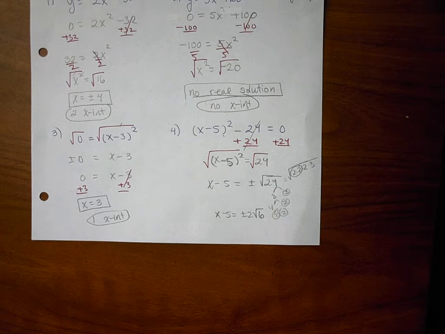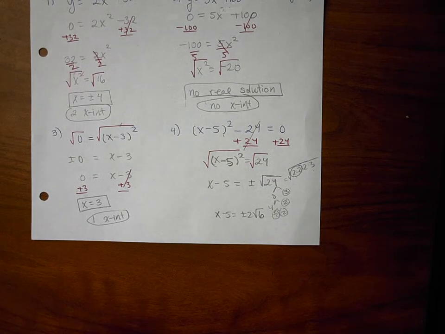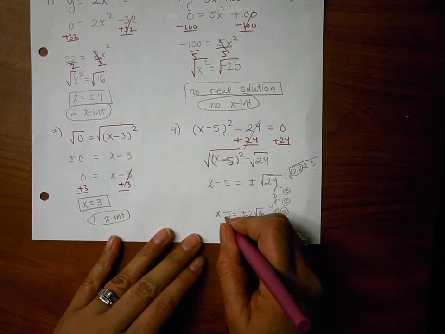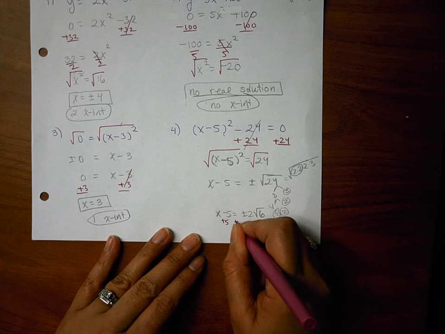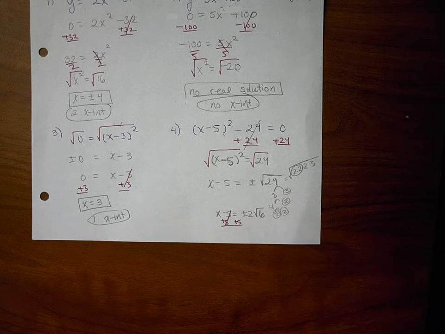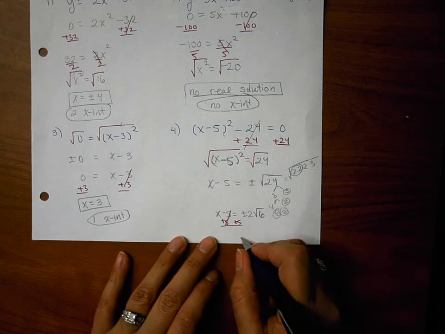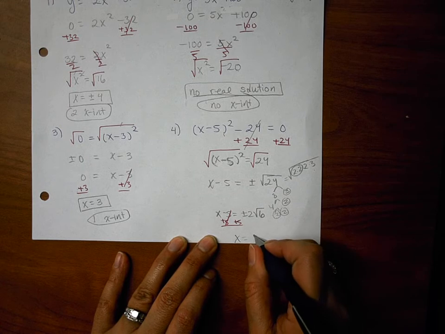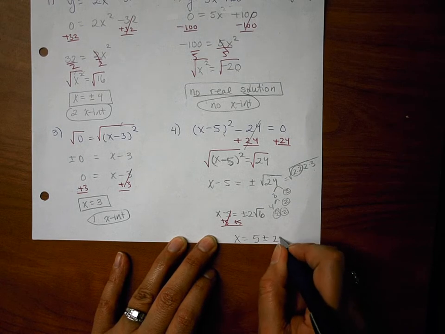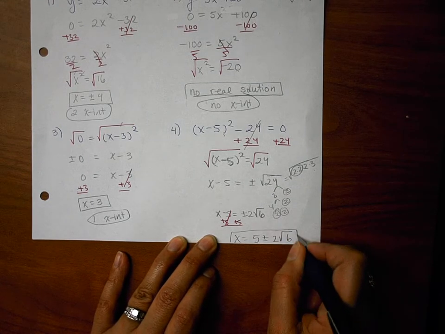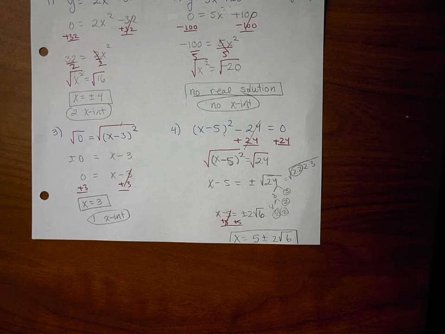I'm not done because I have to add the 5 to the other side. Now when you add the 5 to the other side, it is not a like term with the radical, so this is how you're going to write it. X equals positive 5 plus or minus 2 root 6. Now a few things. You could put plus or minus 2 root 6 first and then the plus 5 at the end. I like writing it this way because that's how our answers are going to look eventually anyway.